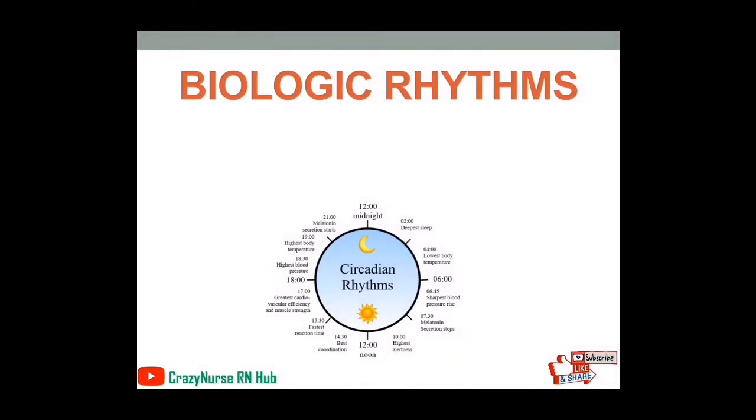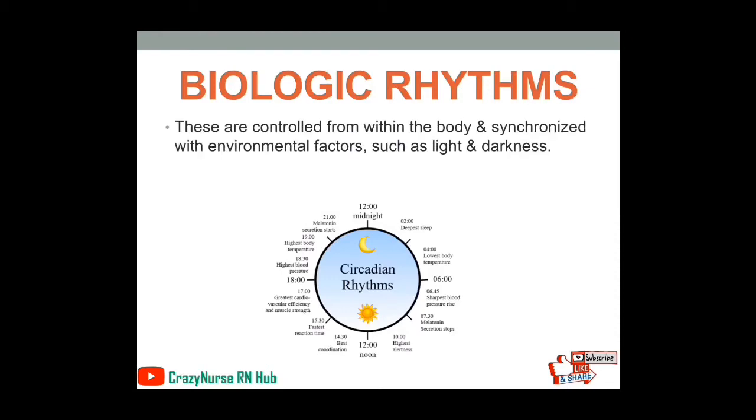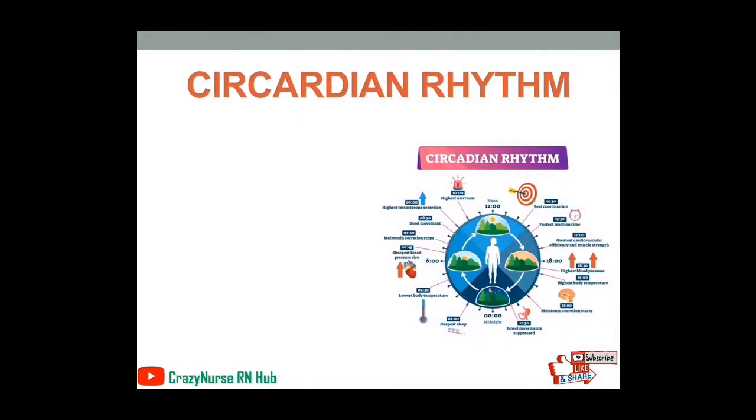Now let's discuss biologic rhythms. Biologic rhythms exist in plants, animals, and humans. In humans, these are controlled from within the body and synchronized with environmental factors such as light and darkness. And the most familiar biologic rhythm is the circadian rhythm. So what is circadian rhythm?